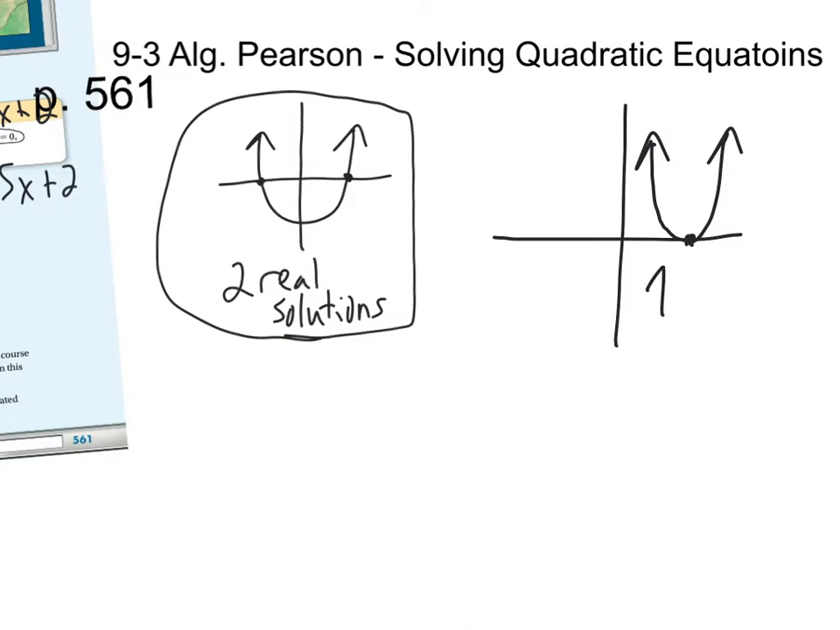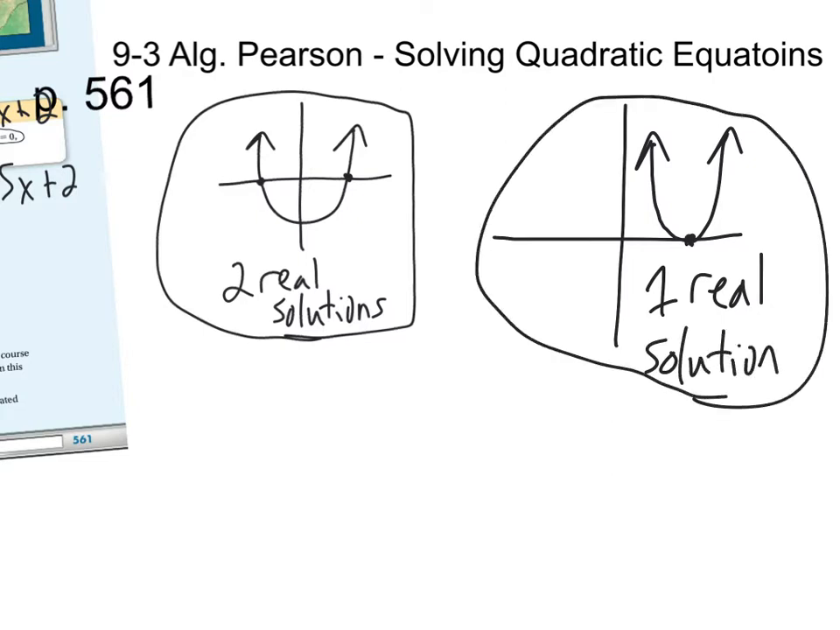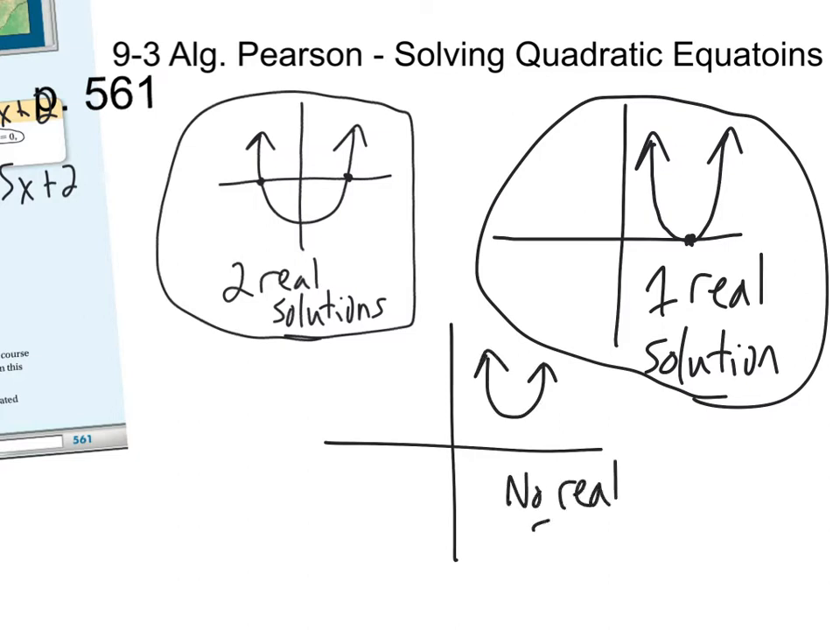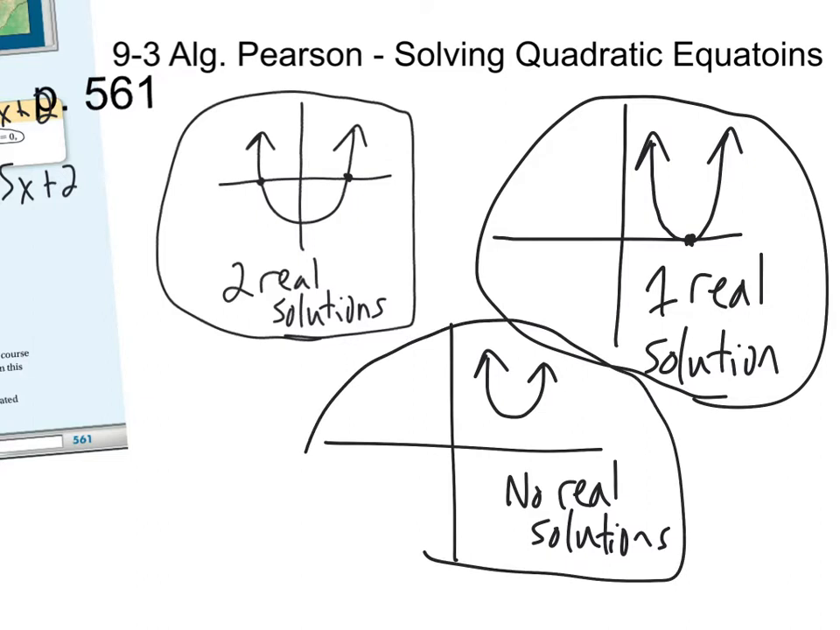This could be where our vertex hits right on the x-axis. That would have 1 real solution. It just has 1 x-intercept. Or it's possible that our graph never intersects the x-axis, in which case we have no real solutions. So these are the 3 different possibilities we will be facing when we try to find our solutions to quadratic equations.